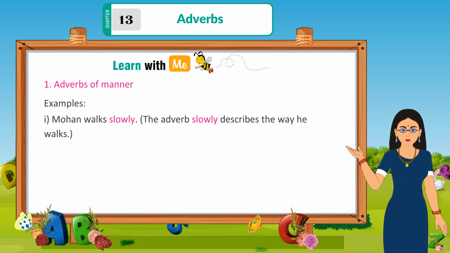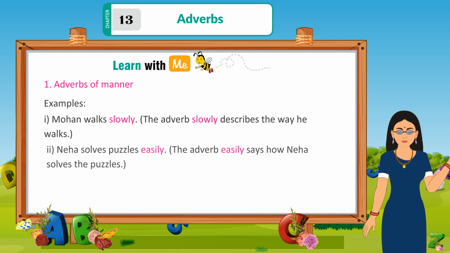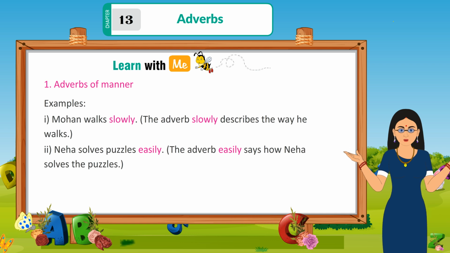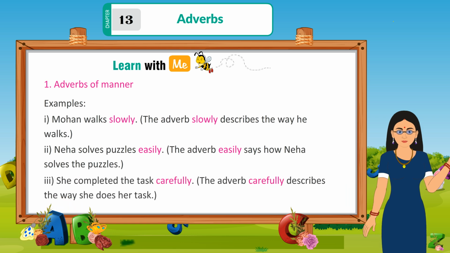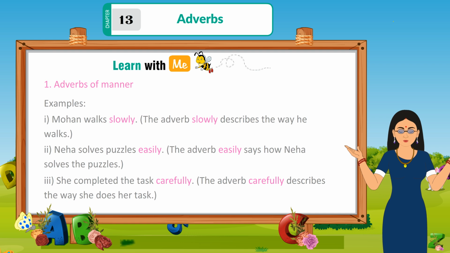Examples: Mohan walks slowly. The adverb slowly describes the way he walks. Neha solves puzzles easily. The adverb easily says how Neha solves the puzzles. She completed the task carefully. The adverb carefully describes the way she does her task.